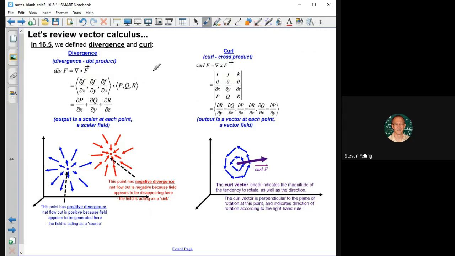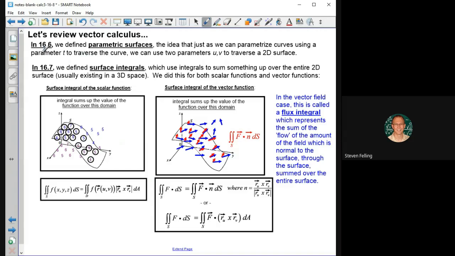Okay, but we didn't do much more with that other than compute that. We'll start to use the curl here today. And then in 16.6, we talked about, okay, if we don't want to use a 1D path where we can parameterize with t, then we can parameterize a surface using u and v. And we spent a lot of time learning how to parameterize surfaces.